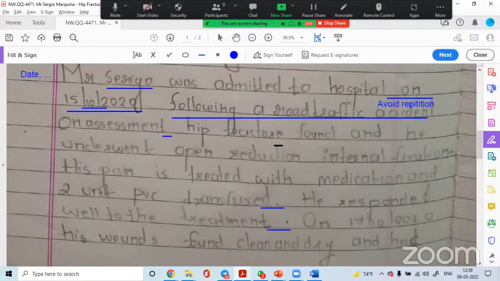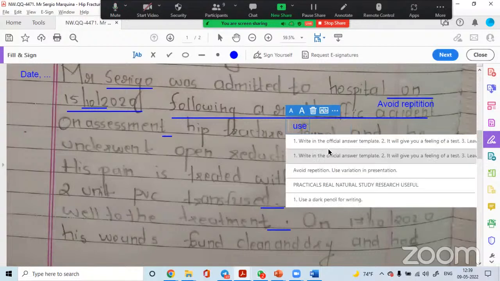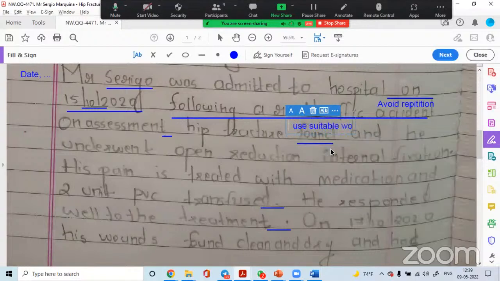So you have to be very careful. On assessment, hip fracture found. Where did you find that one? Did you find hip fracture? Hip fracture was, okay, diagnosed. Maybe. Use appropriate words, suitable words. Don't use words just like that. Use suitable words. Okay. He did not find it. He observed it. He assessed it. He diagnosed. Better diagnosed. But already it is there in the beginning.